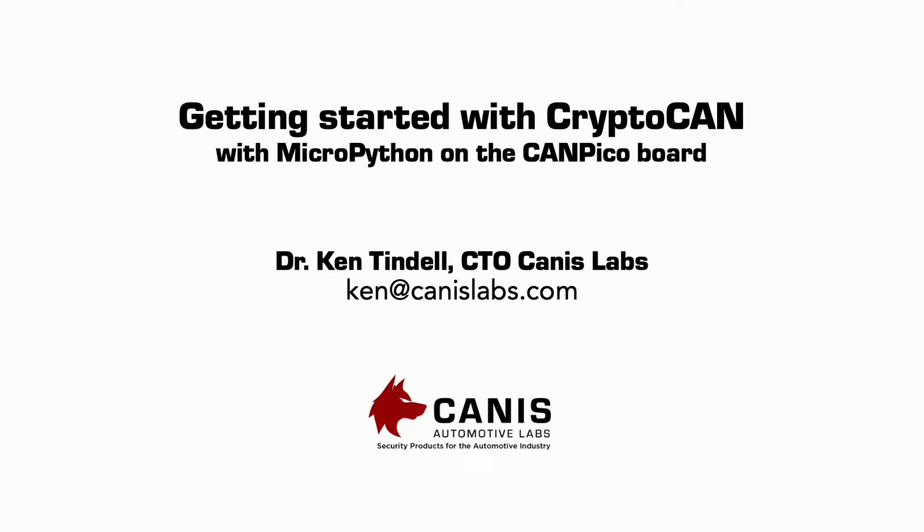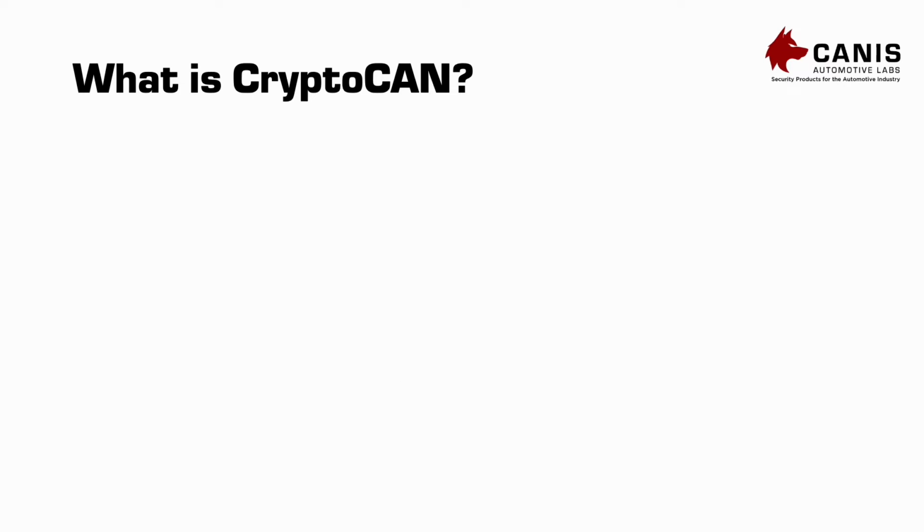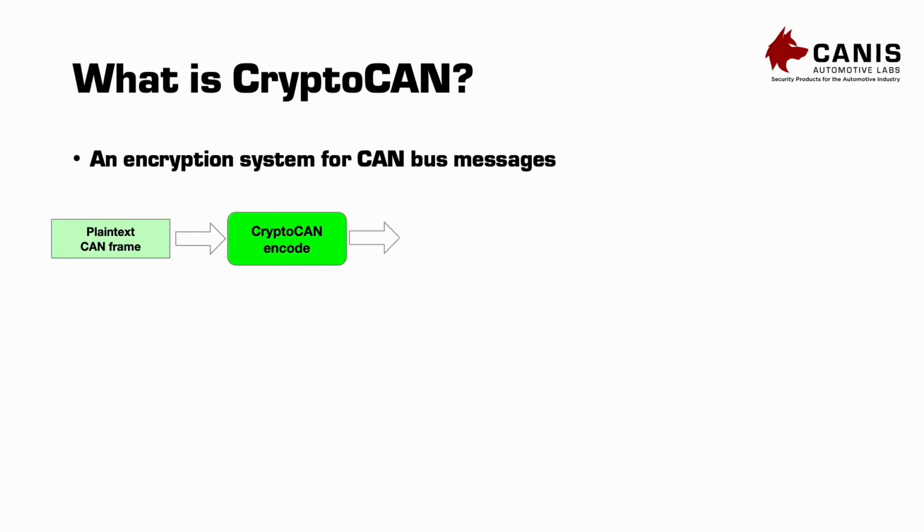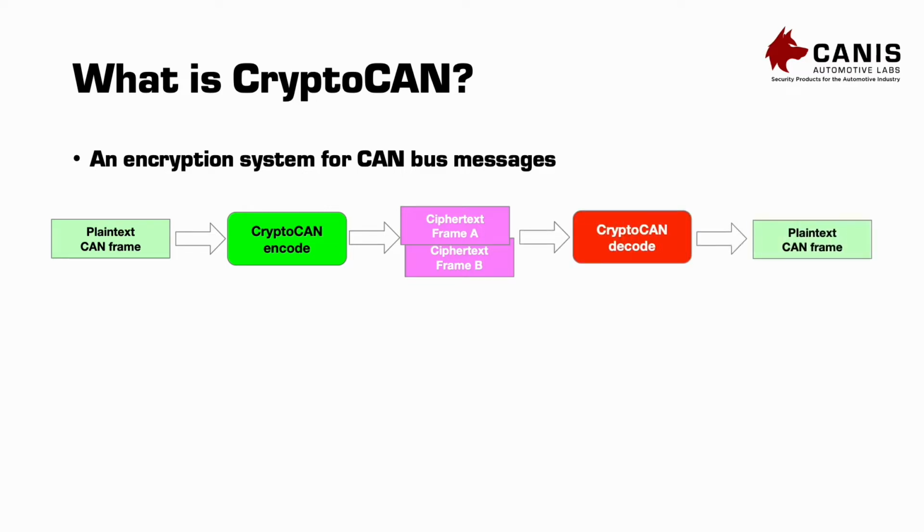But first I want to give a quick overview of CryptoCAN. What is CryptoCAN? It's an encryption system for CAN bus messages and is designed to fit with the publish-subscribe model of how CAN communication works. It takes in any plain text CAN frame and encodes it into two 8-byte ciphertext frames. These frames contain details of the original CAN frame and a message authentication code or MAC. These ciphertext frames are transmitted as a pair on the CAN bus, and then as they arrive at a receiver, they're fed into the decoder and turned back into the plain text CAN frame.